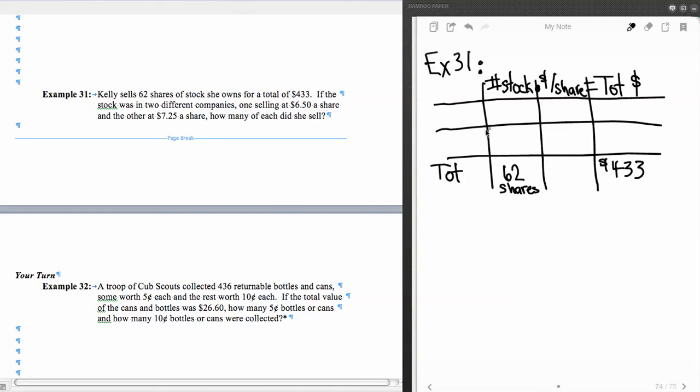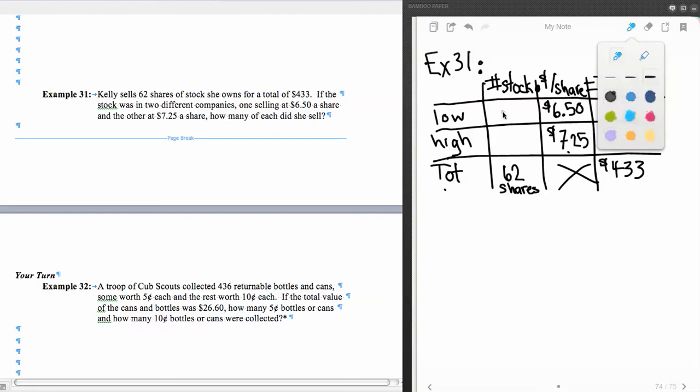So if the stock was in two different companies, one selling for $6.50 a share and the other one for $7.25 a share, because we're not told names of these, a lot of times what I'll just do is give them real generic names, but generic names that tell me about the values comparatively. So this is the low value, this is the high value. So the dollars per share on the low valued stock is $6.50, and on the high is $7.25.